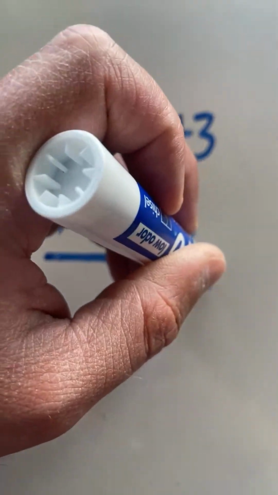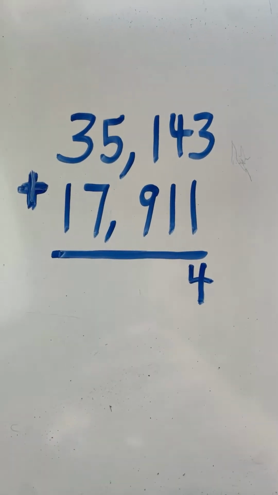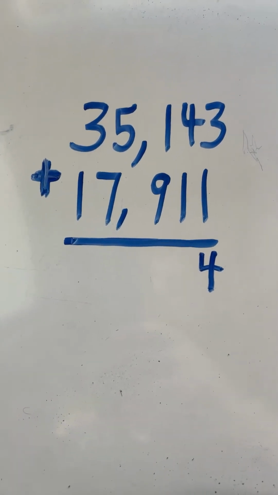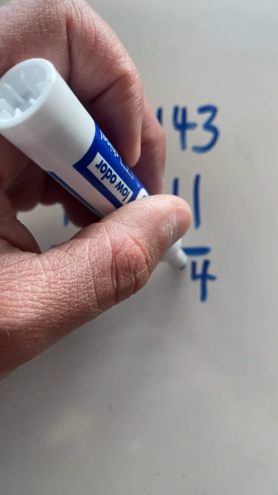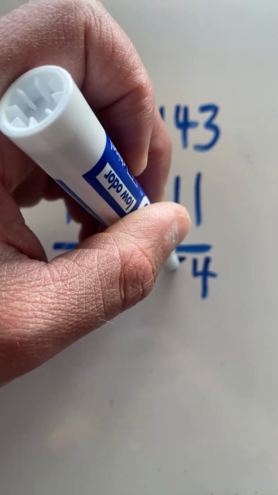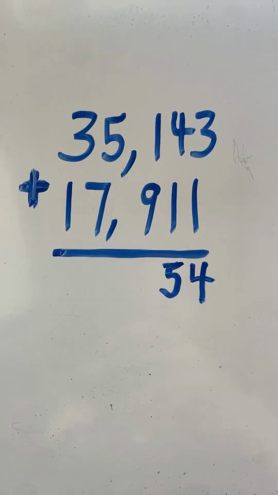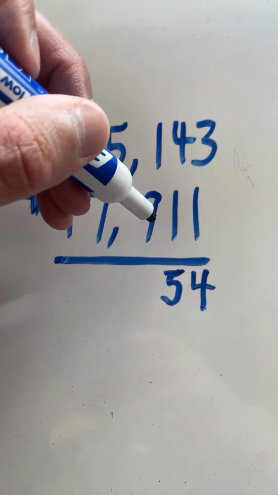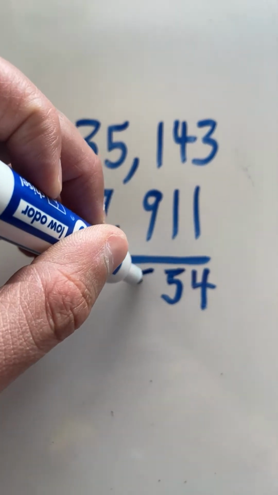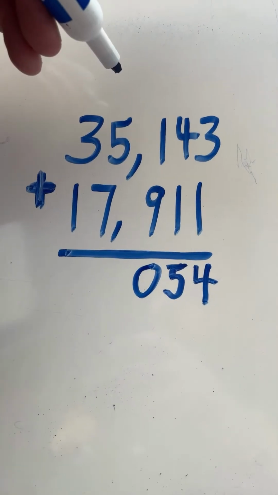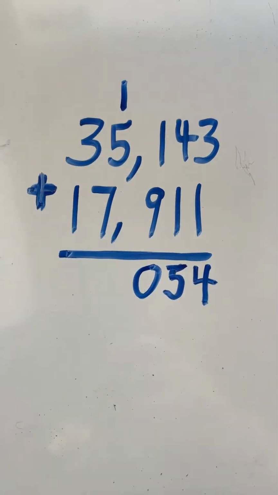Now we do not need to regroup in the ones place because our sum is less than 10. We only regroup when our sum is 10 or more. 4 plus 1 equals 5. Again, there is no regrouping needed in the tens place. 1 plus 9 equals 10. So here we will need to regroup. So the 0 in 10 goes in the hundreds place. The 1 in 10 gets carried over to the thousands place.